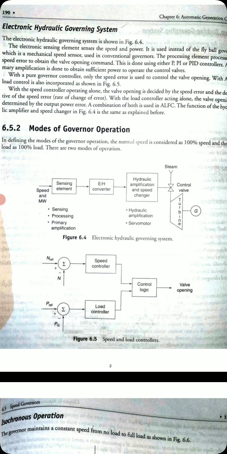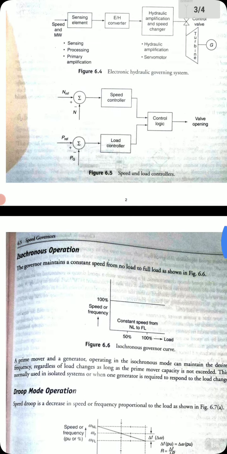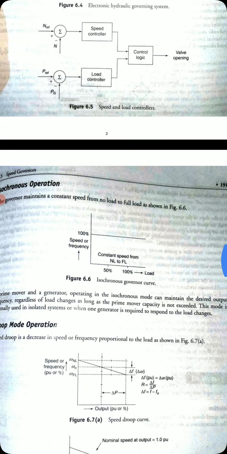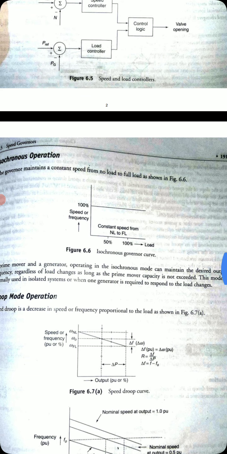So the first mode of governor operation is the isochronous operation. Isochronous mode operation means the governor maintains a constant speed from no load to full load. See, as the figure shows here, it is called the isochronous governor curve. Here the graph is between speed, that is speed in terms of frequency, since frequency depends upon speed, and on the x-axis load is there.